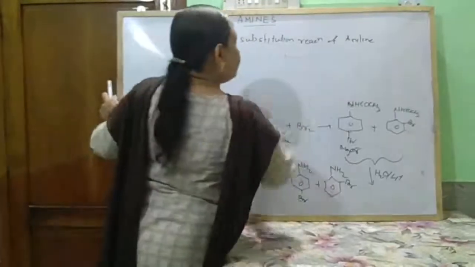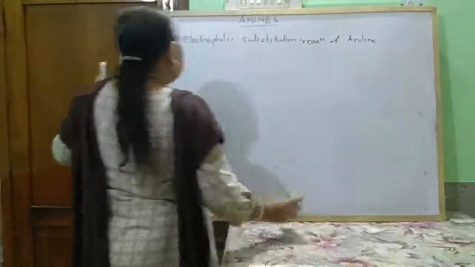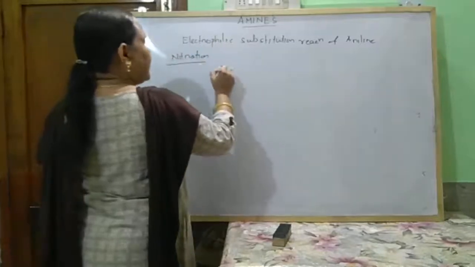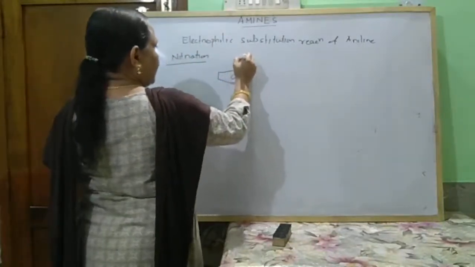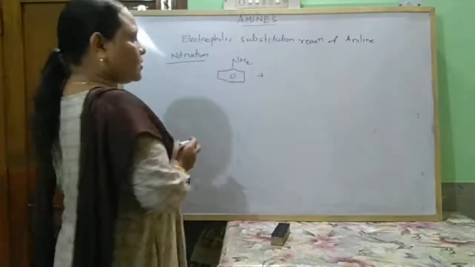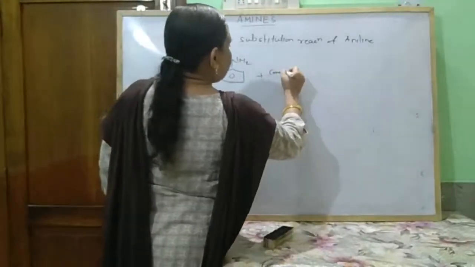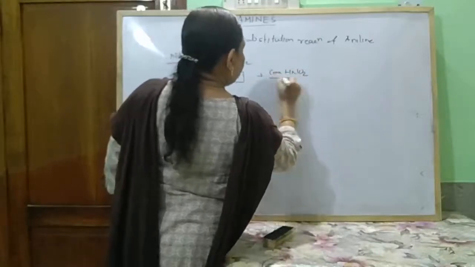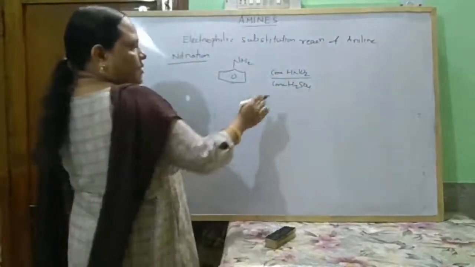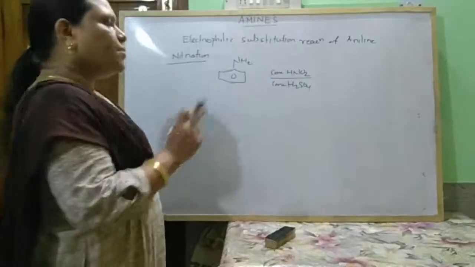Similarly, next come to nitration. When aniline, so you know this is ortho-para directing in nature, is treated with the nitrating mixture, which is concentrated sulfuric acid and concentrated nitric acid, this should give your ortho and para product. But what happens?